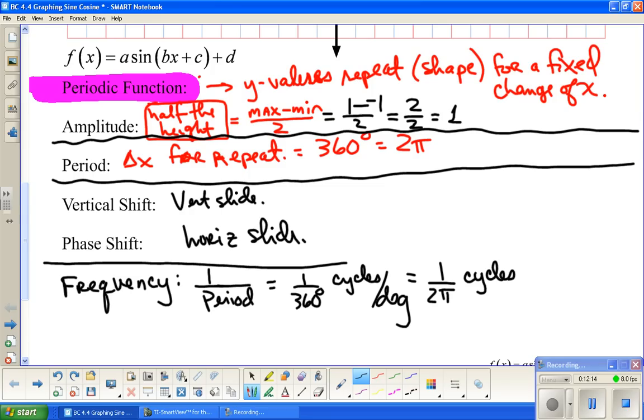Again, cycles per... Now remember, radians technically are unitless. So you could say cycles per radian, but oftentimes in real life situations, when we're talking about the frequency for the radio or something like that, instead of radians, what you end up doing is cycles per second, and it kind of gets morphed into something like that. So anyway, we'll leave it at that.